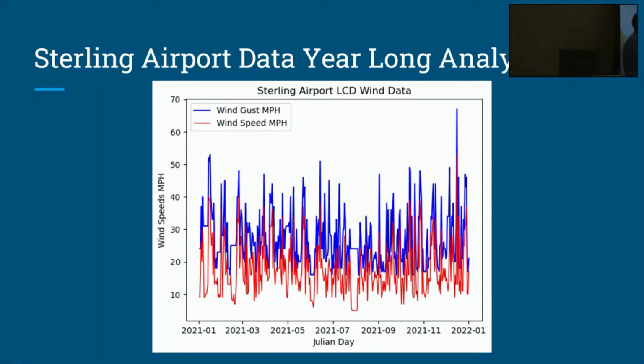It's just the year 2021, and it has two variables: wind gust in miles per hour and wind speed in miles per hour. Now, in case you can't see it, let me help you out. Towards the end of 2021, where that star is, there is an anomaly.